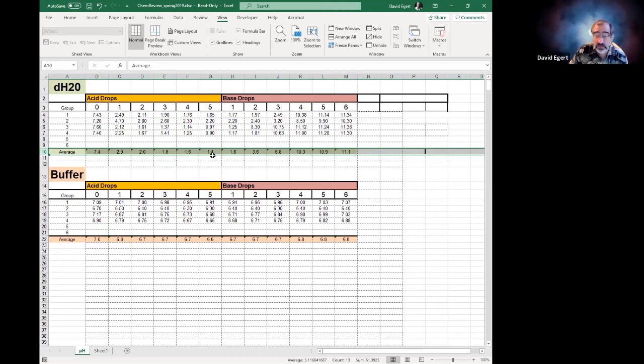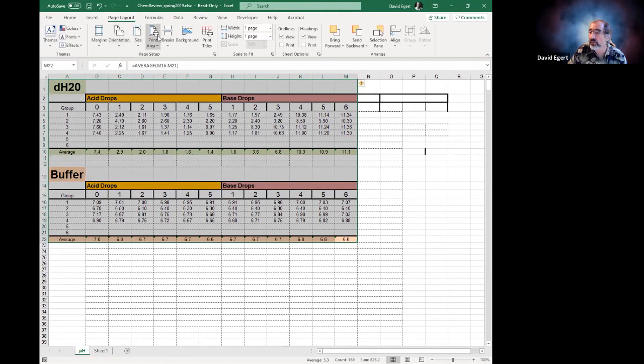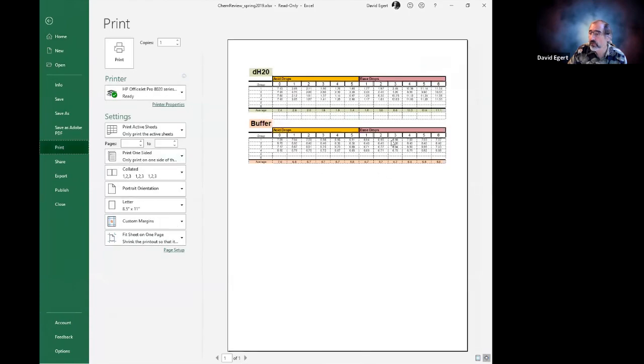So in your lab write-up, in addition to your personal data, you also want to have this group data here. And again, you can go into page layout, set print area, and you can print this out. You can cut this out and paste it in your lab notebook as the group data. And you have to label it. You have to say, this is figure 1, or whatever figure it is.